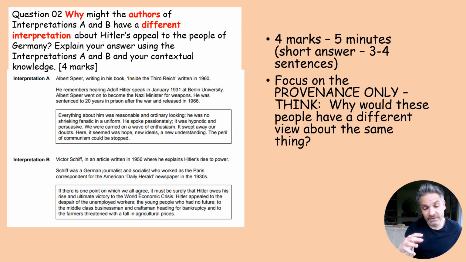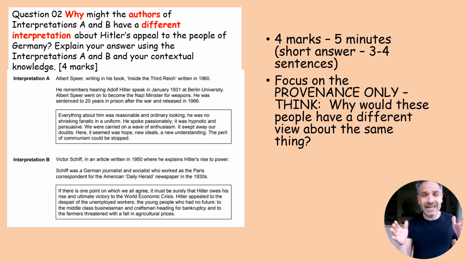Victor Schiff, he was writing in 1950, so 5 years after the war, and he was a journalist and a socialist. Now, all of these bits of information about them will help you to understand why they have come to the view they have come to. So you might say, for example, that Albert Speer was a Nazi, and he's writing this because he's perhaps trying to justify why he came to support the Nazis, because he's saying you were swept up in Hitler's charisma. Victor Schiff, on the other hand, is a socialist, so he's going to be anti, because we know that the Nazi regime cracked down on left-wing groups like socialists. So those are some of the reasons.